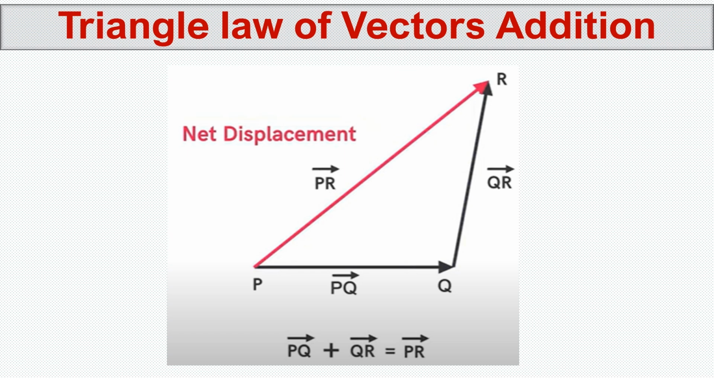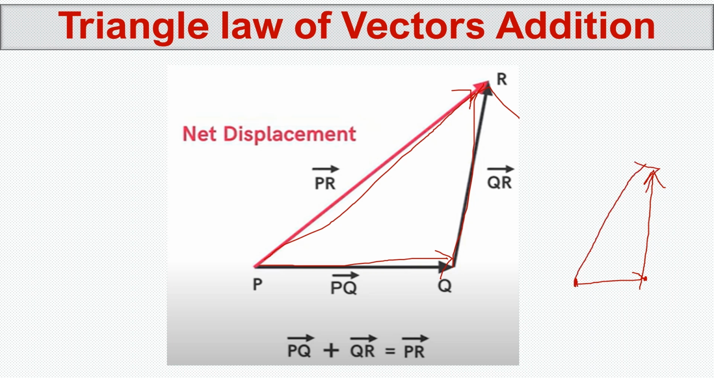You can see here that the PQ vector plus the QR vector is equal to the PR vector. It's always like that. If you have three vectors, it's very simple. You put the first vector here, then at the end point you start the second vector, and then the very original starting point is connected with the final end point. So this becomes the final vector. That's very simple.